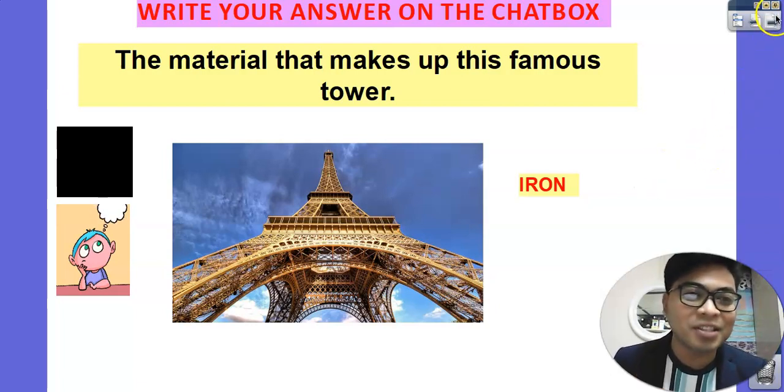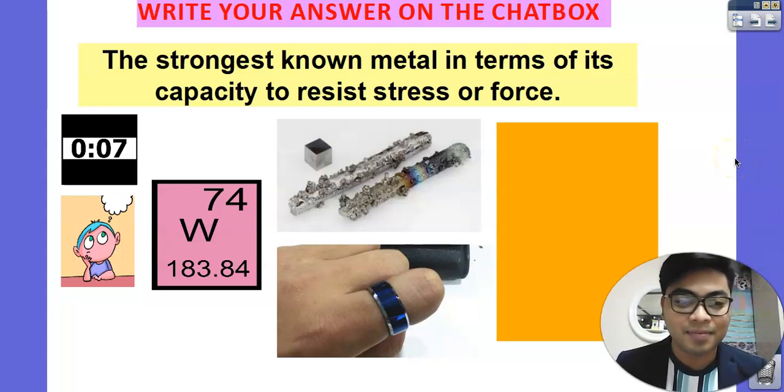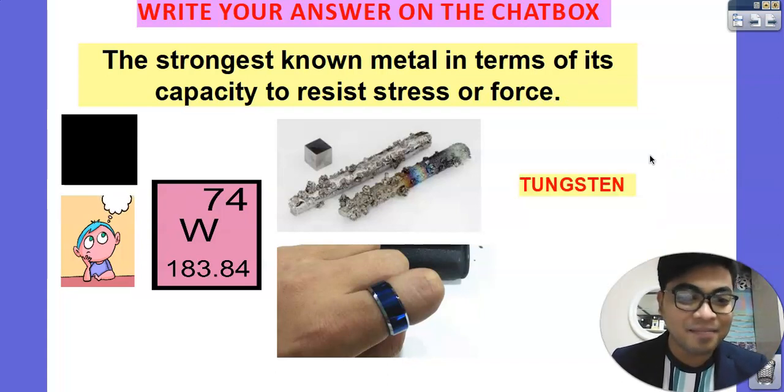Great job. Next question. The strongest known metal in terms of its capacity to resist stress or force, and you have the clue here. The symbol is W. Pretty tough question. Let's see if you get it correctly. It's tungsten. So notice here that we're talking about metals. So what do you think is our topic for today?